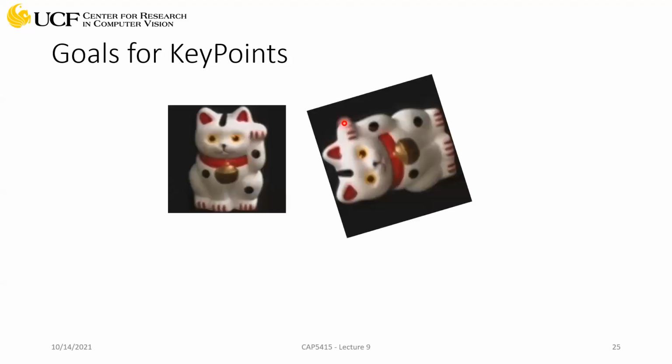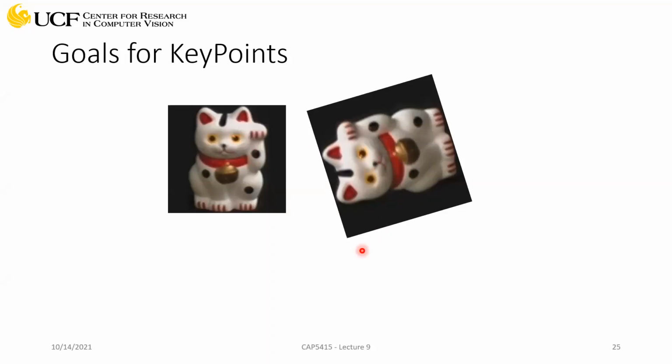So we went through the simple example where we have the same object in two different images, and there were two different properties in these two images. First of all, there was a rotation. The objects are at a different angle, and the second was scale. So this object is smaller as compared to this particular object.